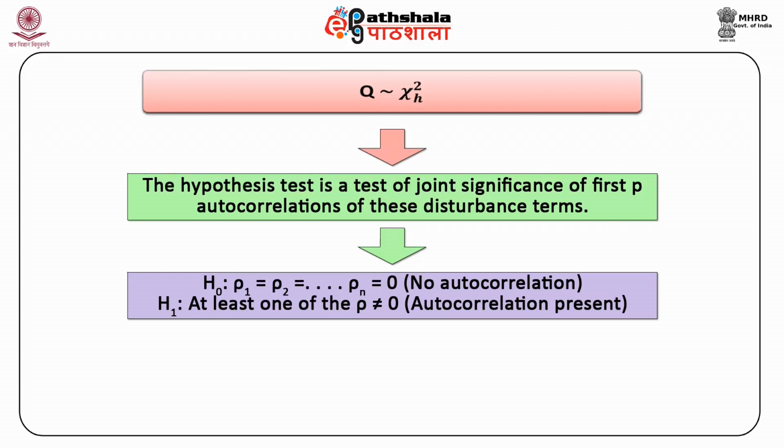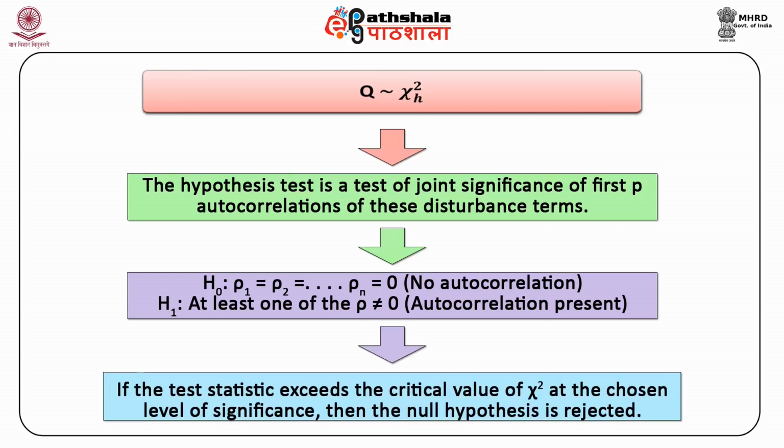And our alternative hypothesis is that at least one of the rhos is not equal to 0, which is autocorrelation is present. The sixth step is if the test statistic exceeds the critical value of chi-square at the chosen level of significance, then the null hypothesis is rejected.